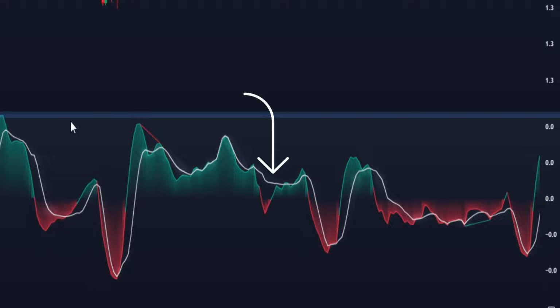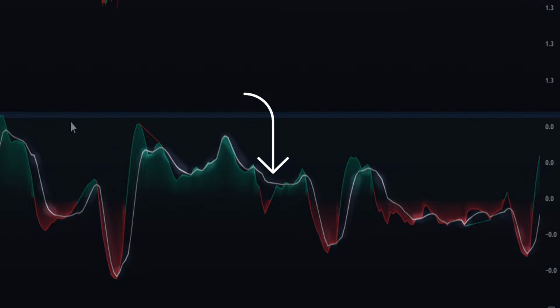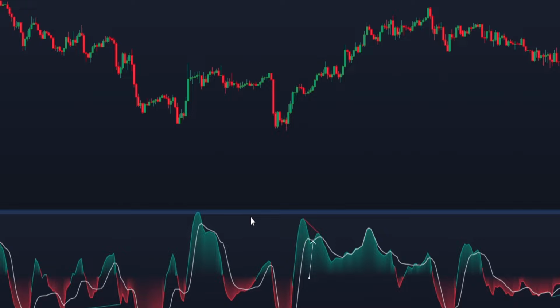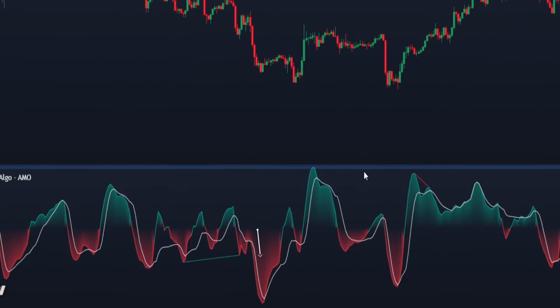Next, we have the adaptive signal line. That smooth curve running through the histogram. It filters the small fluctuations so you can read the overall bias more clearly. When the signal line stays above zero, the market has bullish pressure. When it stays below, momentum is bearish.